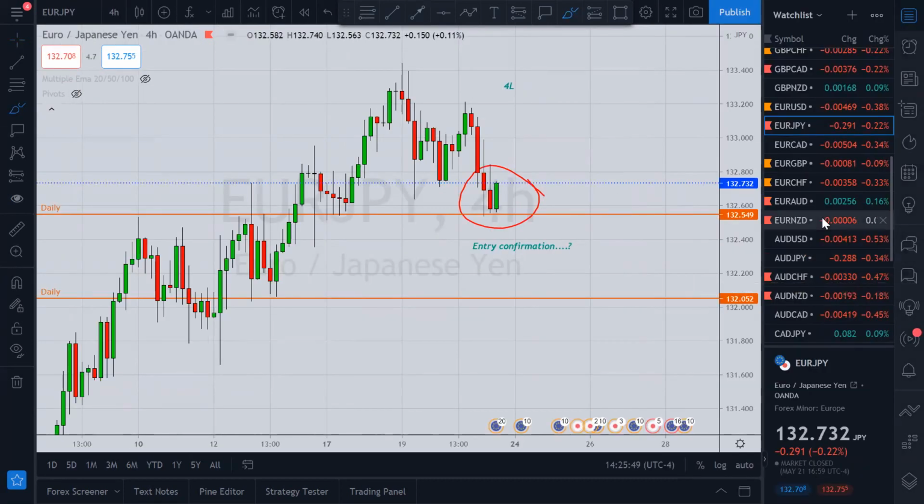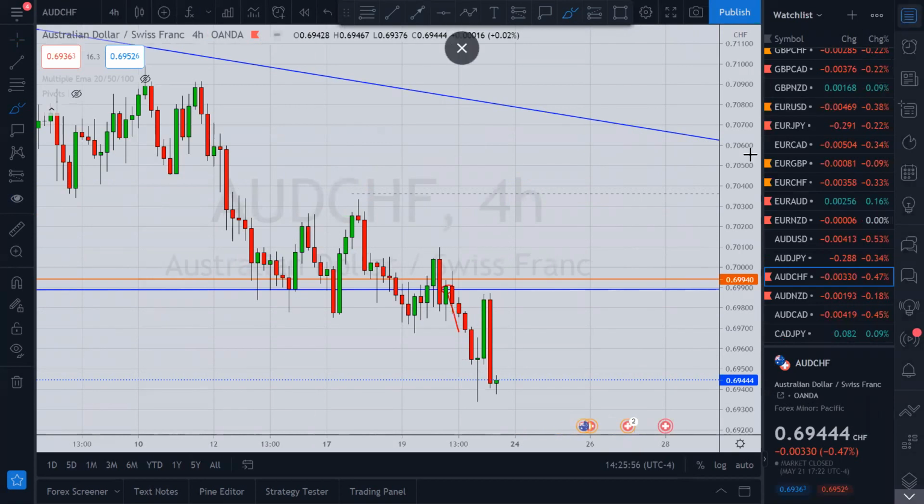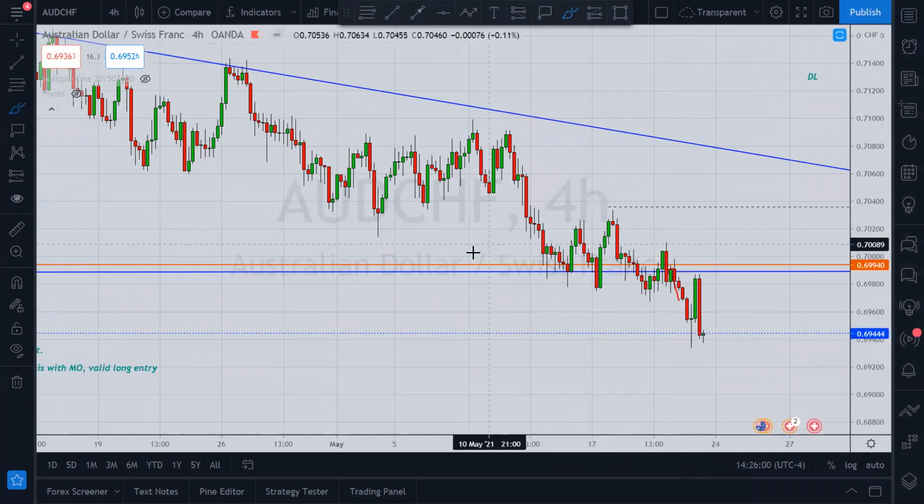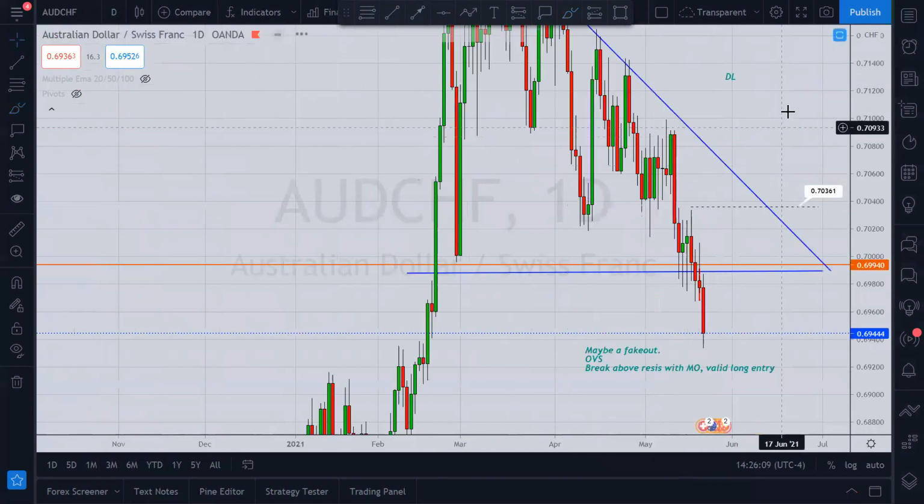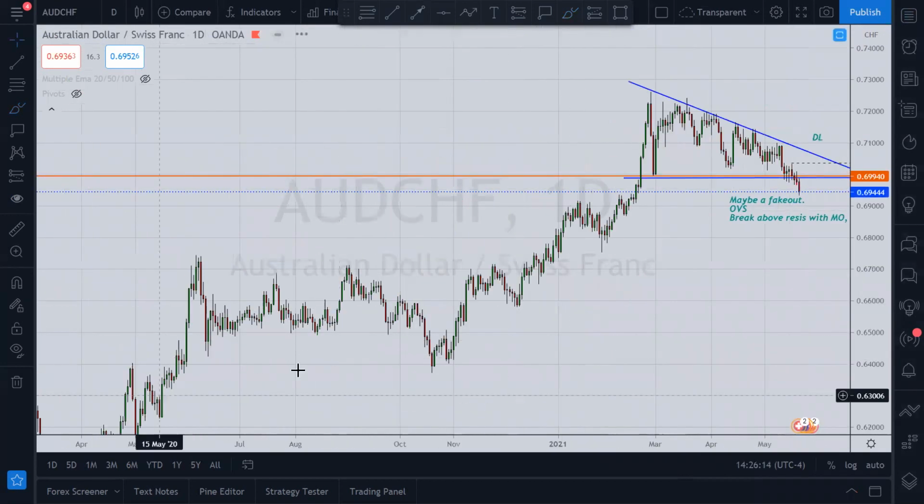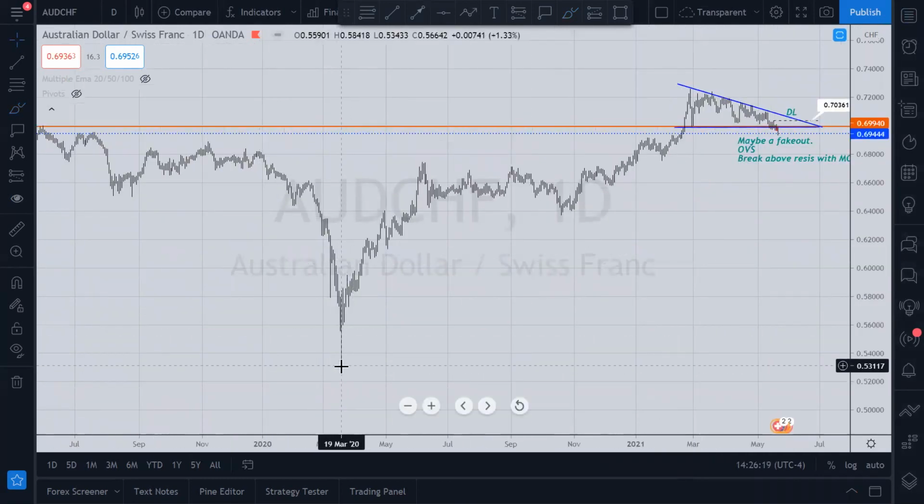Aussie Swiss. Next one is Aussie Swiss. Okay. Aussie Swiss. All righty. Aussie Swiss. What am I looking for? I'm looking on the daily, right? Something here. I'm looking on the daily, and I am long on this pair, right? Why? Obvious reasons. We've been long since the 19th of March last year, right?